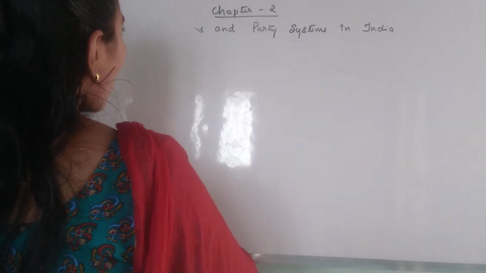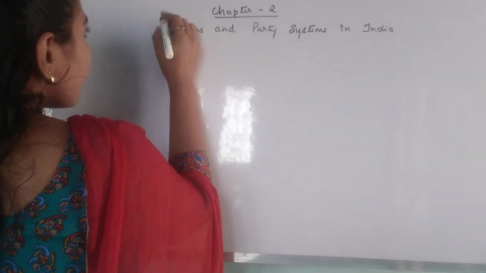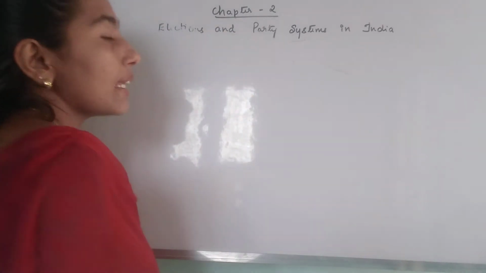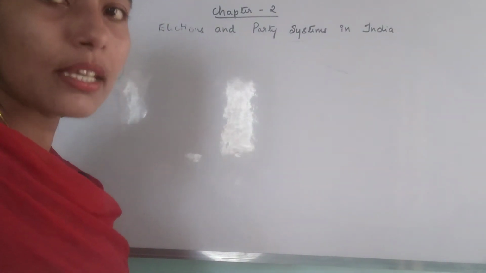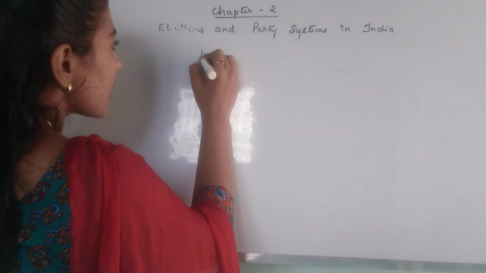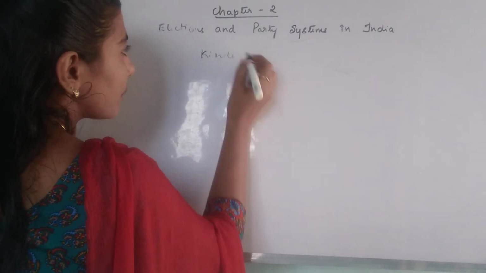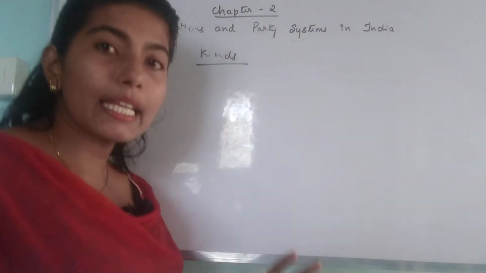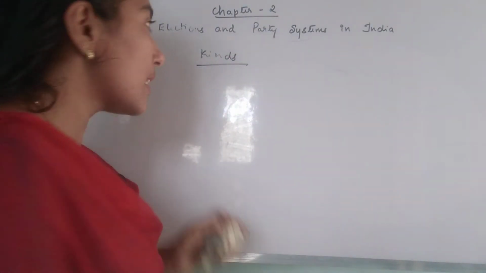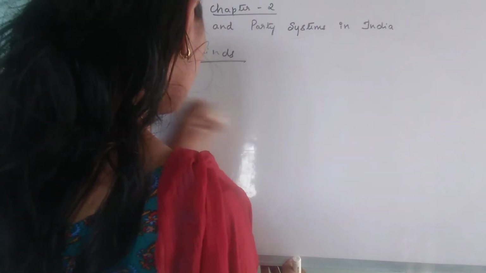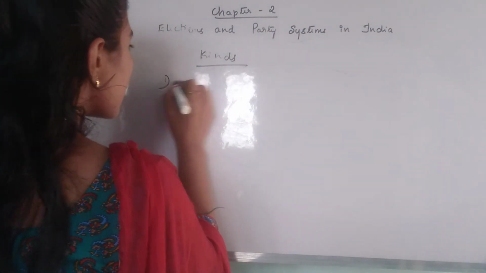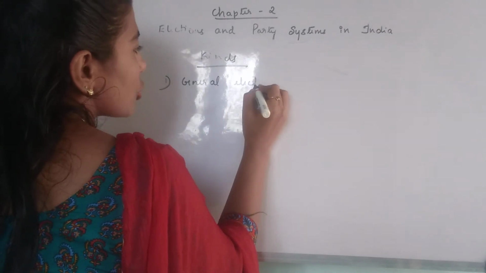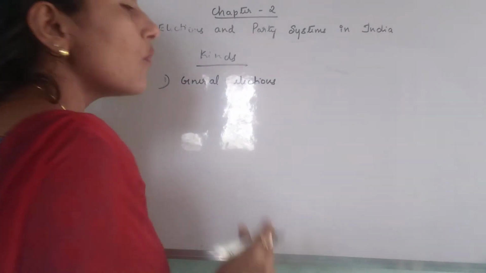There are a total of 4 types of election. So elections are broadly classified into 4 types, or kinds. The first type of election is known as general election. This is the first type of election.